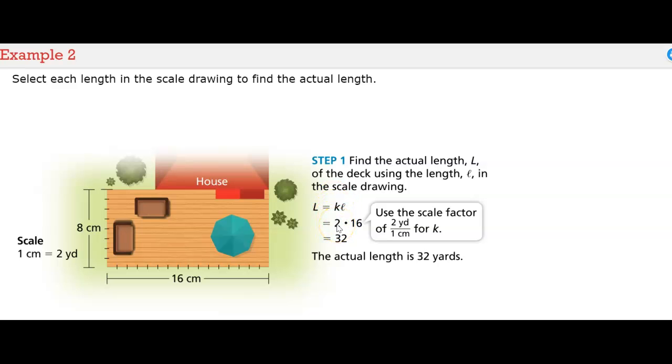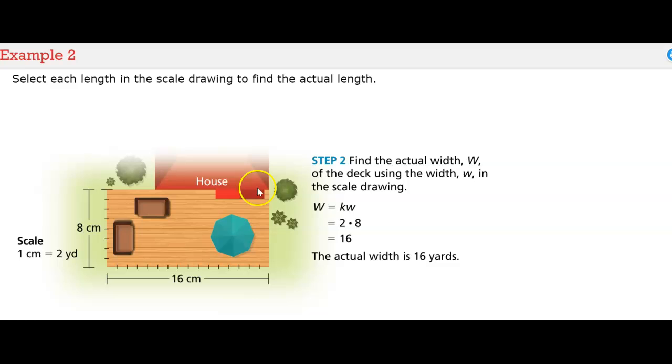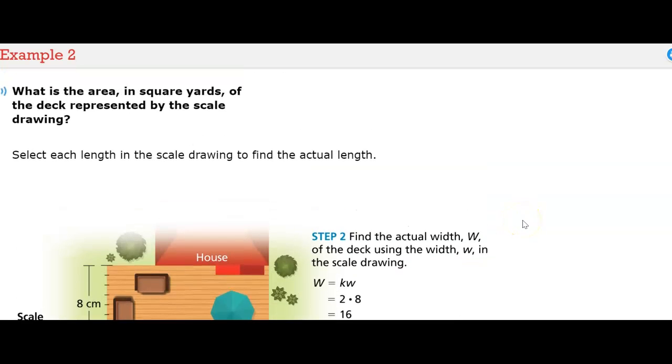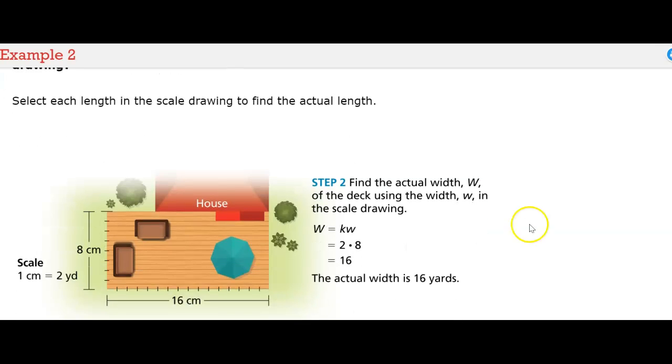So K is 2, and 16 is the length of the deck. 2 times 16 is 32. So the actual length is 32 yards. Then step 2 is the width, and we need to find the actual width. Again, K is the scale factor, 2 yards is equal to 1 centimeter. So that's 2 times the 8, which is the width. So 2 times 8 is 16. So the actual width of the deck is 16 yards.